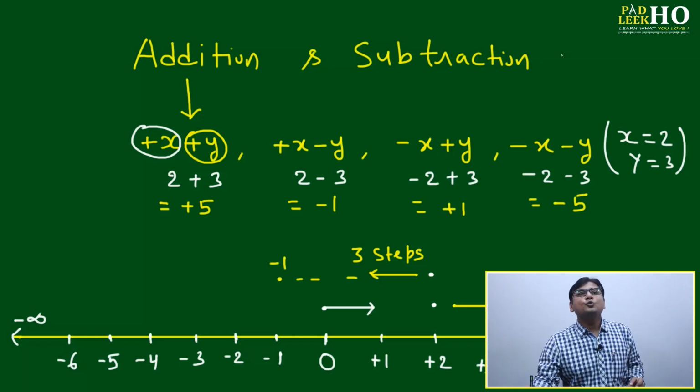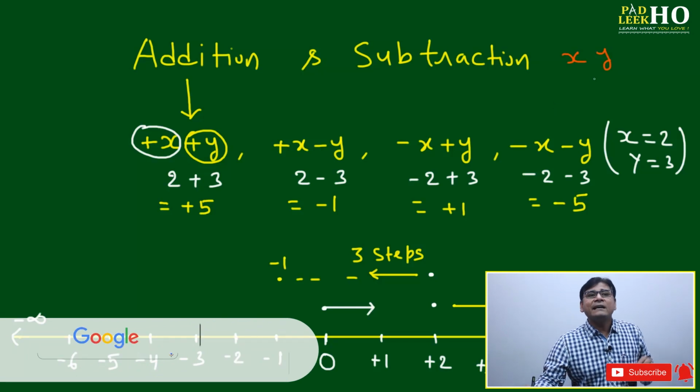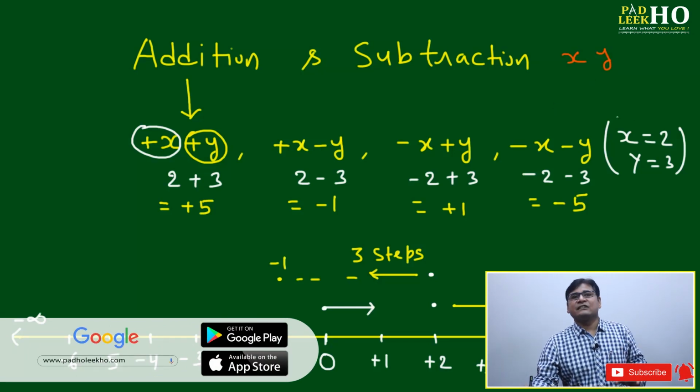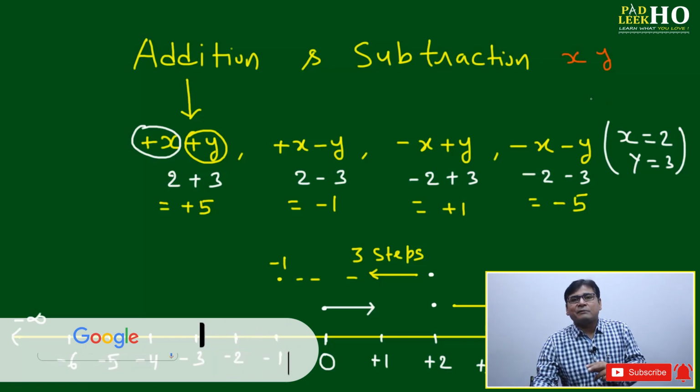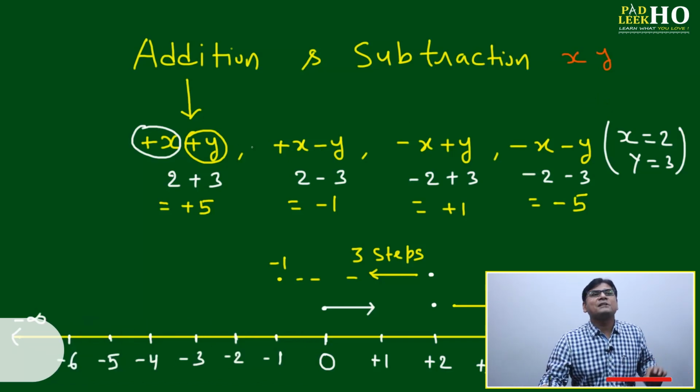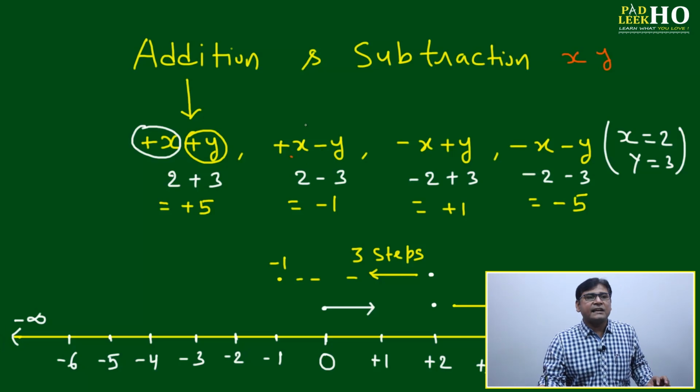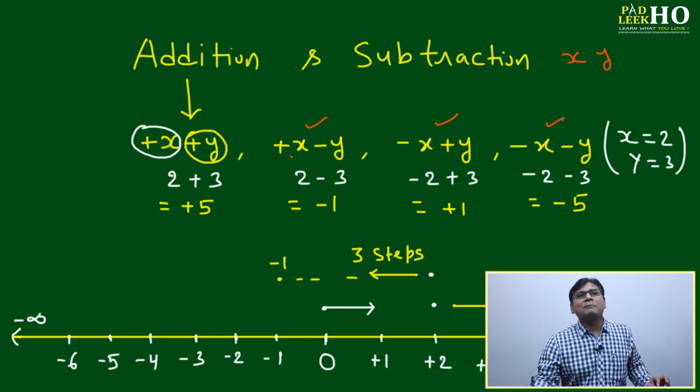If x and y are two numbers you are taking, we are taking integers here. Now we are discussing only integers, so x and y by default are integers. If x and y are integers, then to do the addition and subtraction, four possibilities are there: plus x plus y, plus x minus y, this is the second possibility, minus x plus y, and minus x minus y.